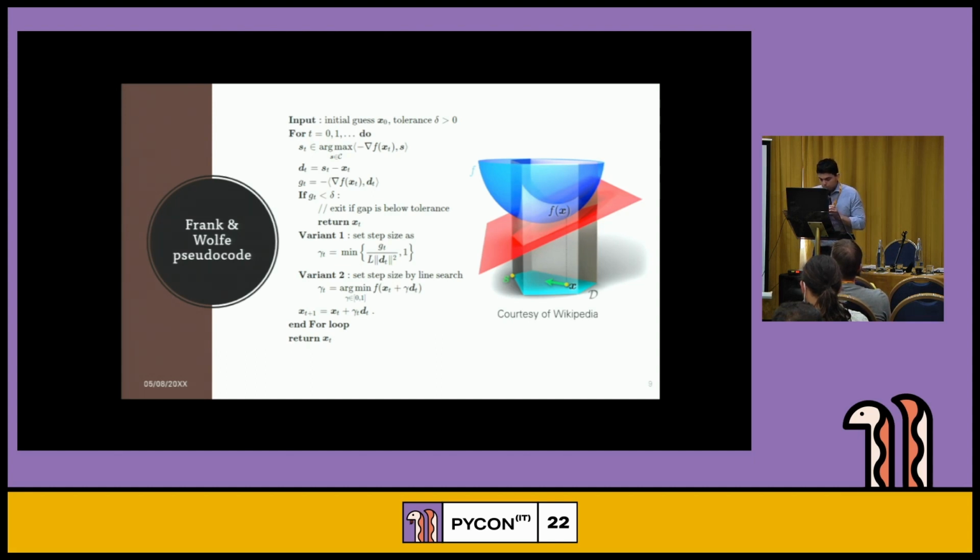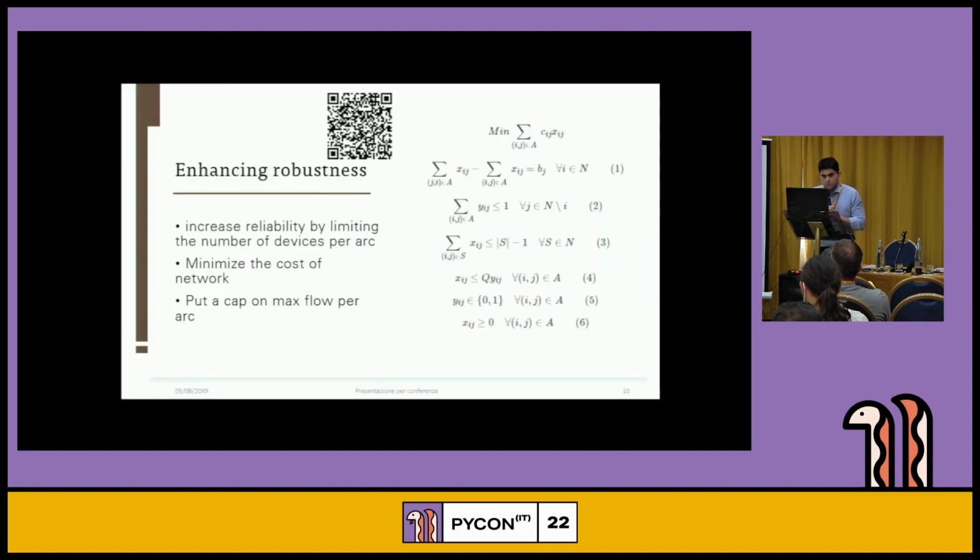So, let's move on to the next application. Here again, you have the QR code pointing to the Jupyter notebook that describes the whole thing. If I manage to make it before the finish, I can show you the code. Okay, so the second application is about enhancing the robustness of the network.